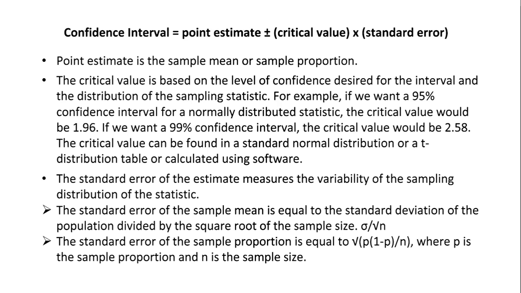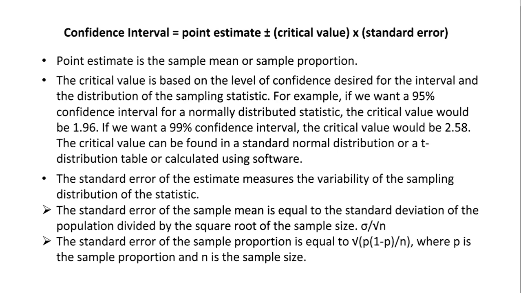The critical value is based on the level of confidence desired for the interval and the distribution of the sampling statistic. For example, if we want a 95% confidence interval for a normally distributed statistic, the critical value would be 1.96. If we want a 99% confidence interval, the critical value would be 2.58. The critical value can be found in a standard normal distribution or a t-distribution table or calculated using software.